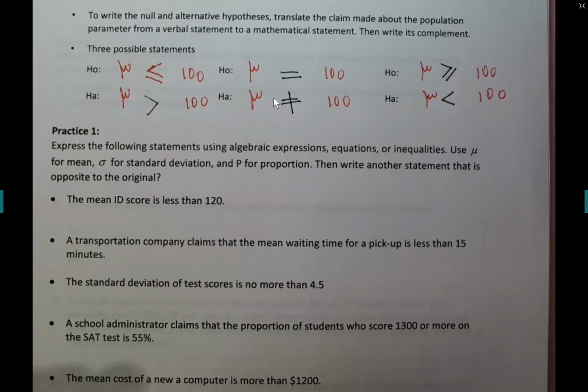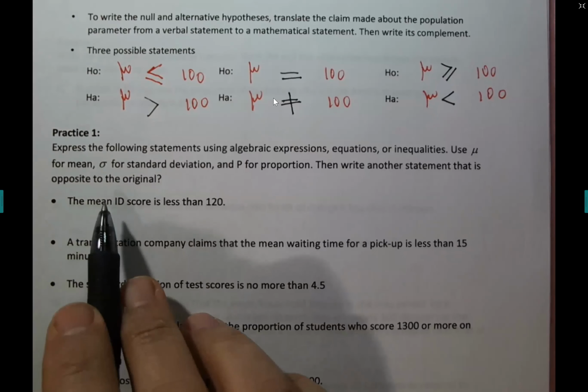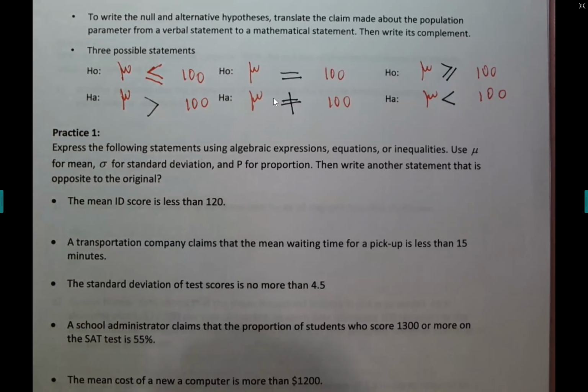So practice 1, guys. This is where you're going to work with me, please. And I would like you not just to do the math or set up those statements before I even put them in there. Express the following statement using algebraic expressions, equations, or inequalities. Use mu for mean, sigma for standard deviation, and p for proportion. And then write another statement that's opposite to the original. Okay. The mean IQ score is less than 120. I'll give you guys a few seconds to write it down, and then I'll write it.